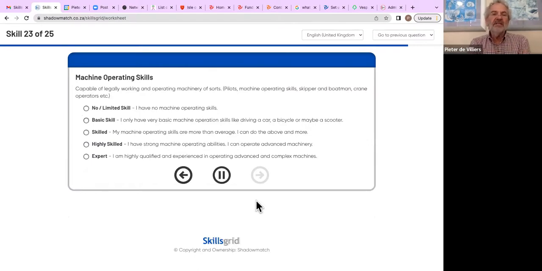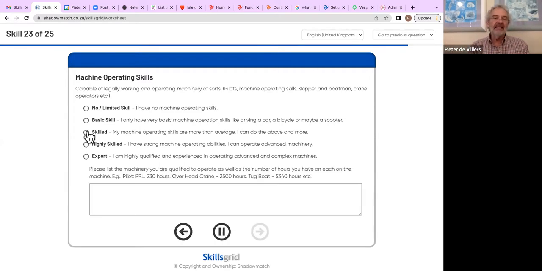This is quite an interesting question, dear delegates. It says, to what level am I skilled in working with specific machinery? This could be front loaders or heavy trucks or boats or working on a ship deck or a pilot, whatever it might be. We want to know whether the individual has the skill for working with specific sophisticated machinery. Let's say this individual says, I am skilled. Then it says, okay, what skill do you have?